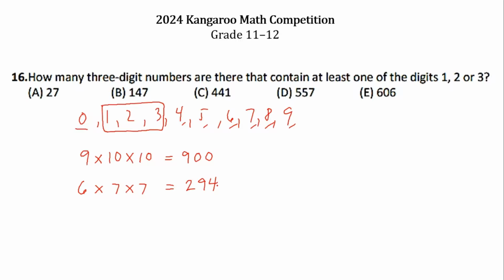So the number of 3-digit numbers that contain at least one of the digits 1, 2, or 3 is just the difference between these two, right? So 900 minus 294, that is equal to 606. So that's option E.